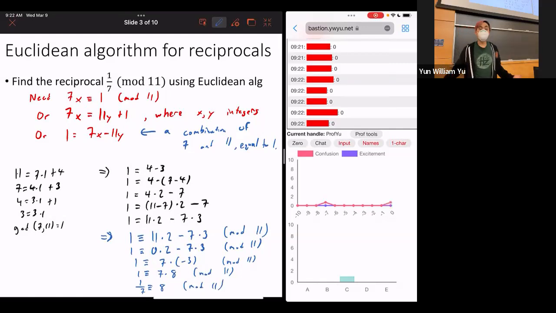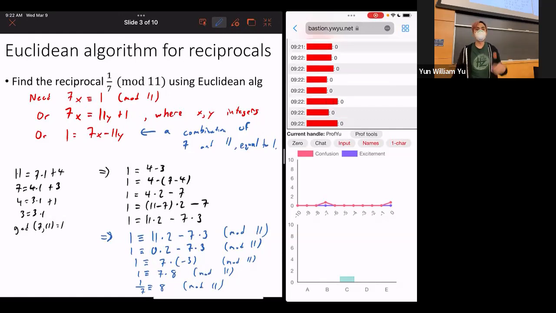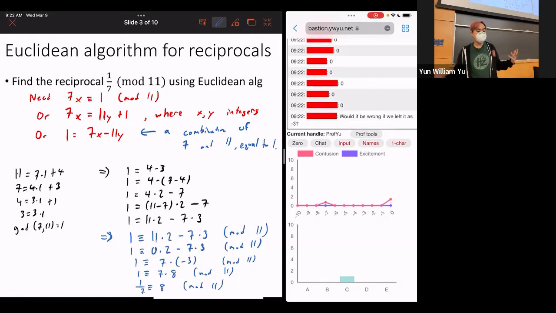Okay, so this is another way of computing. This allows you to compute the reciprocal. And importantly, this doesn't require us to list out the entire multiplication table. Instead, we just use the Euclidean algorithm to solve for what the reciprocal was. And then once you have the reciprocal, you can, of course, then just multiply back through, which we'll do in a moment.